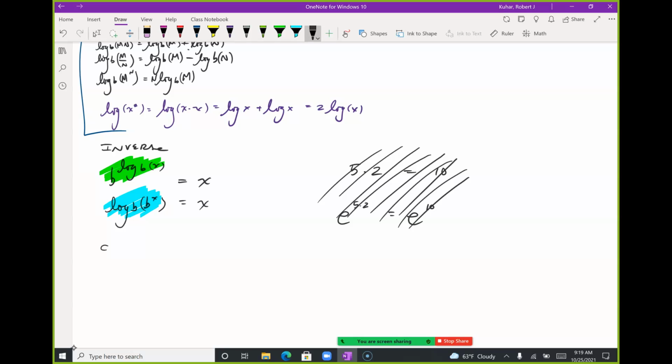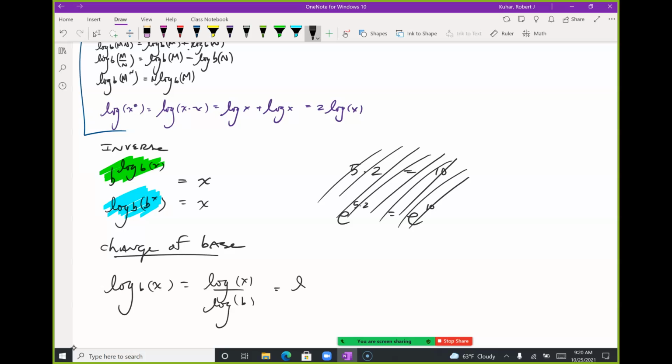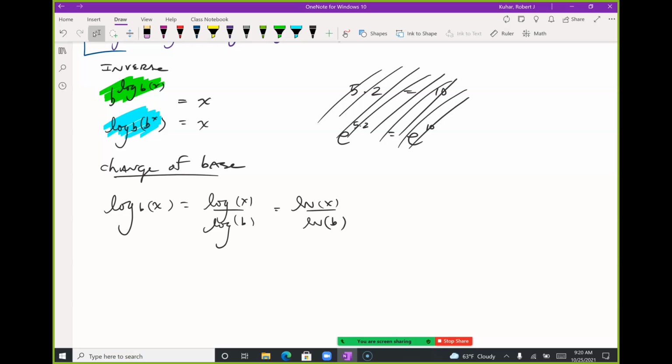Okay, I need, finally, my change of base formula. It simply says that log base b of x is log of x over log of b, or the ln of x over the ln of b. So, just a quick example there.